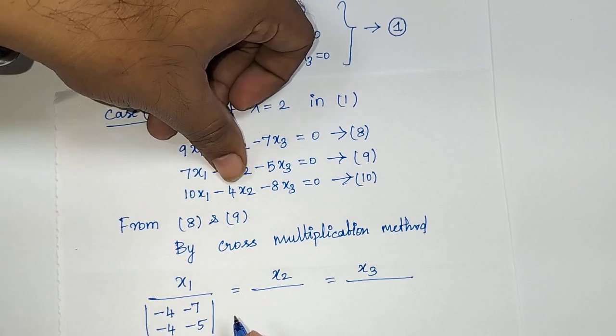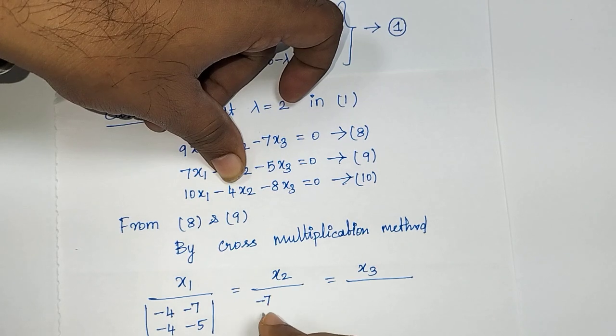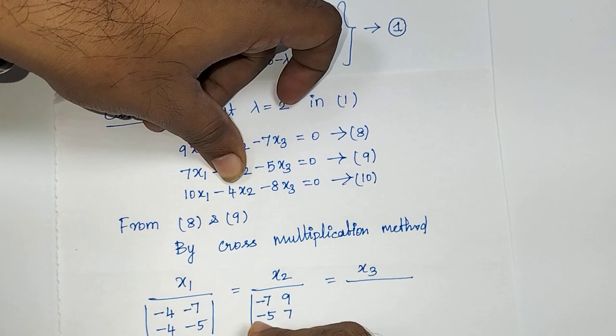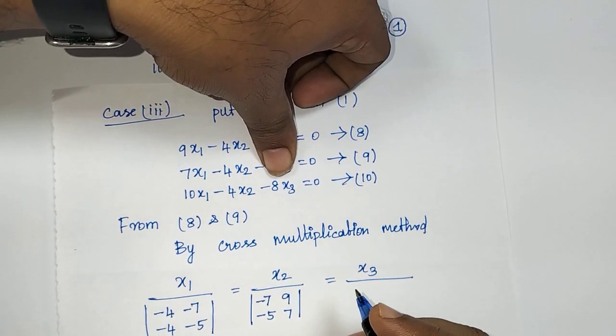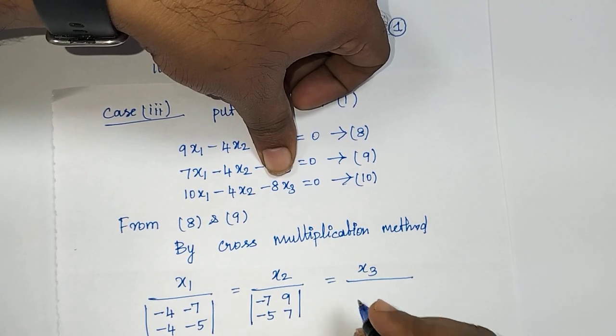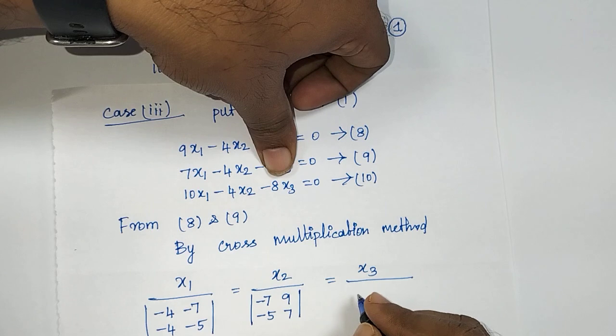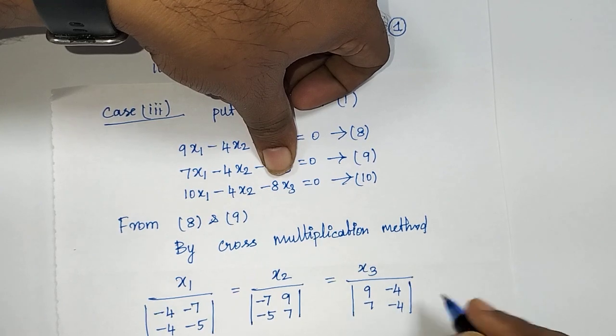And now we can omit x2. First I'm writing the x3 coefficient, minus 7, minus 5, then the x1 coefficient, 9, 7, from the two equations. Next I'm going to find x3. So we can omit x3 from the two equations. You can write the remaining coefficients in a determinant form: 9, minus 4, 7, minus 4.